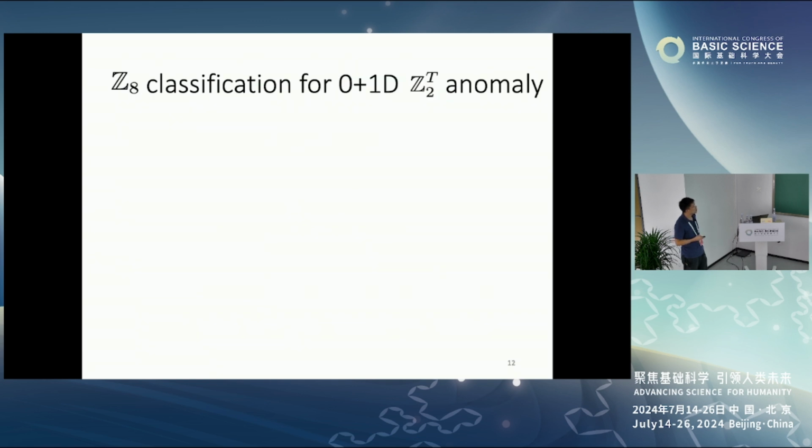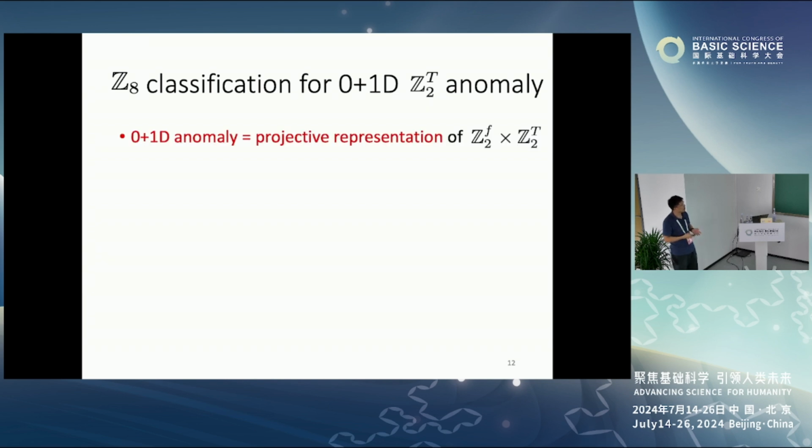And we can also consider this Z8 classification from the 0+1 dimensional anomaly. So previously, we were considering the partition function of that. And now we're considering the boundary. It's a 0+1 dimensional quantum mechanics system. We can just ask, what is the Z2T anomaly of this quantum mechanics? So it's a very simple question.